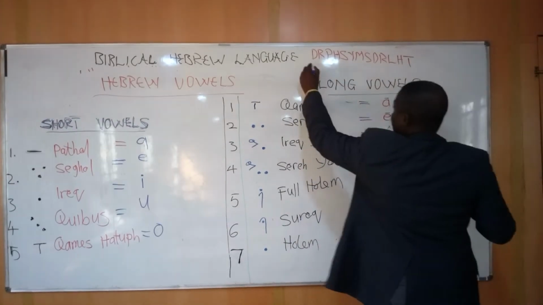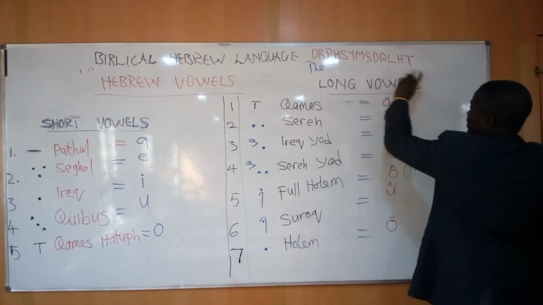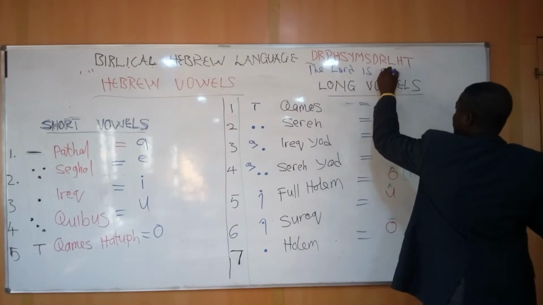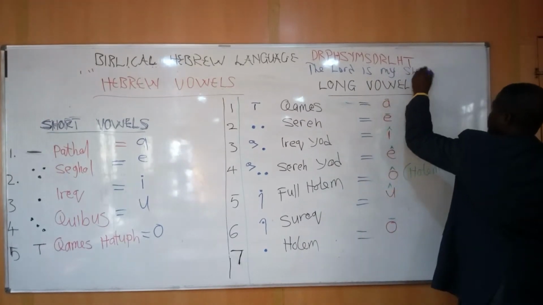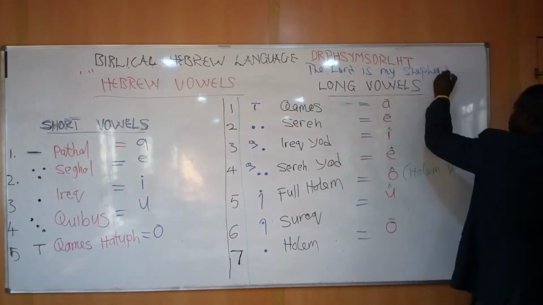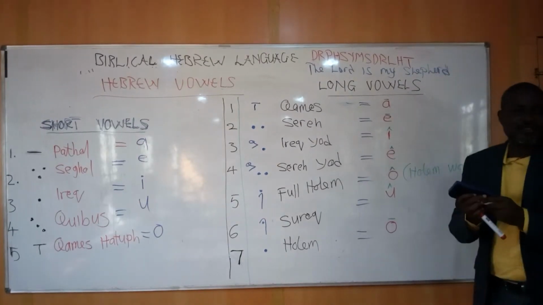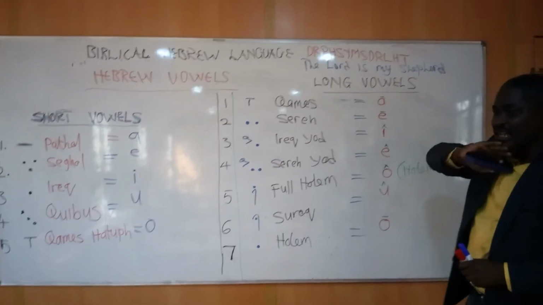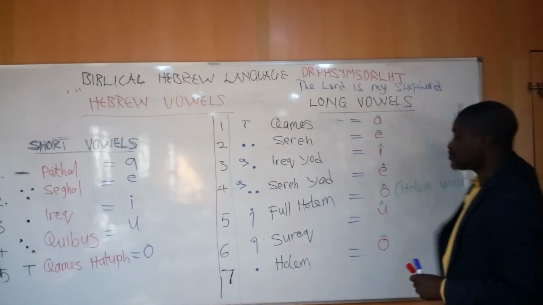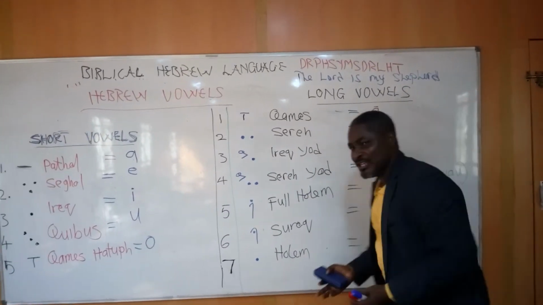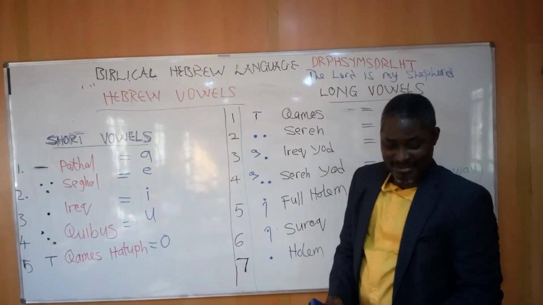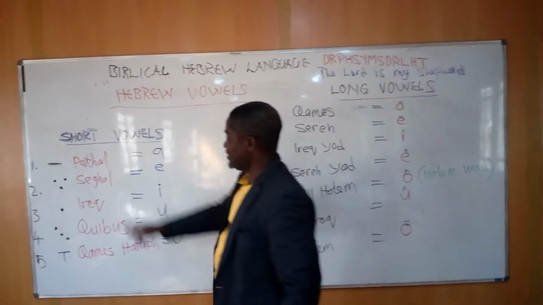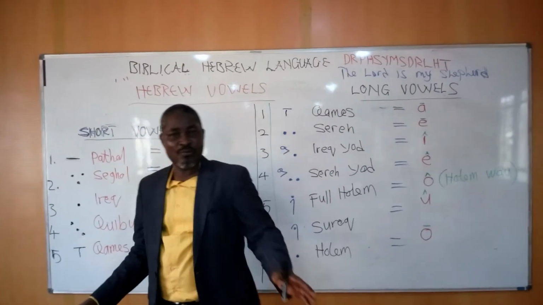So the question is, how could people in the Old Testament in those days read this as "the Lord is my shepherd"? To make pronunciation and reading easier, the scholars called Masoretic scholars invented what we call pointings, the Hebrew vowels.